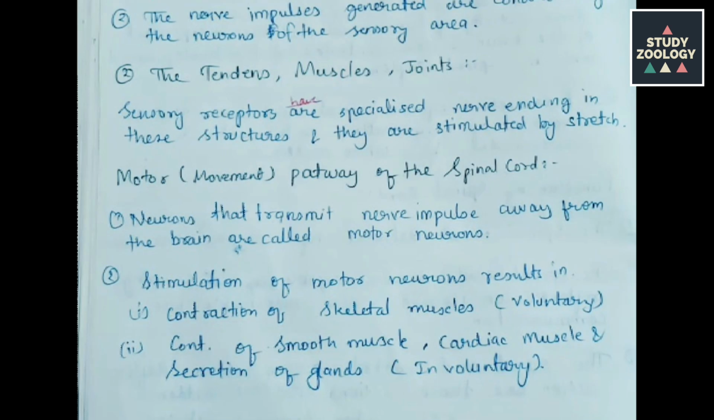Motor or movement pathway of the spinal cord. Neurons that transmit nerve impulses away from the brain are called motor neurons. Stimulation of motor neurons results in contraction of skeletal muscles, which is voluntary, and contraction of smooth muscle, cardiac muscle and secretion of glands, which is involuntary.